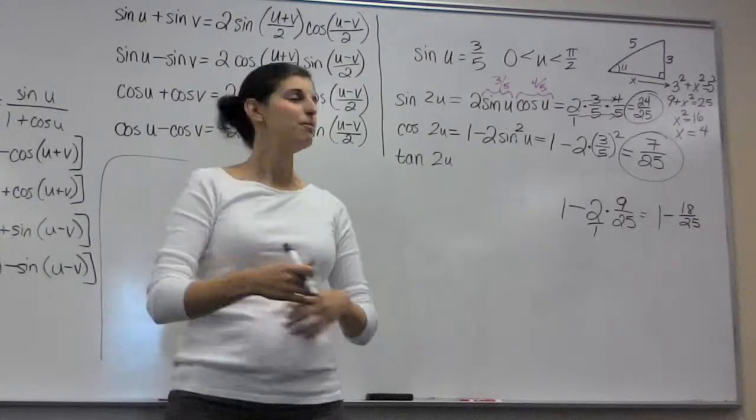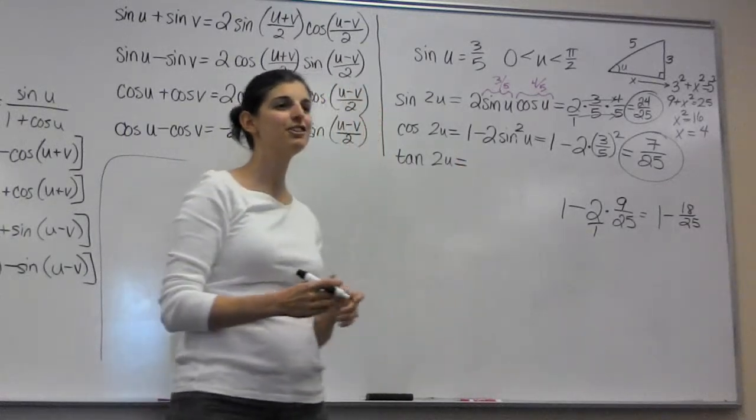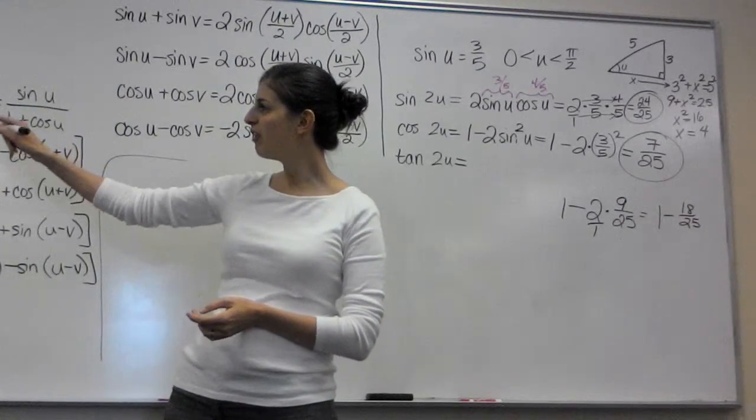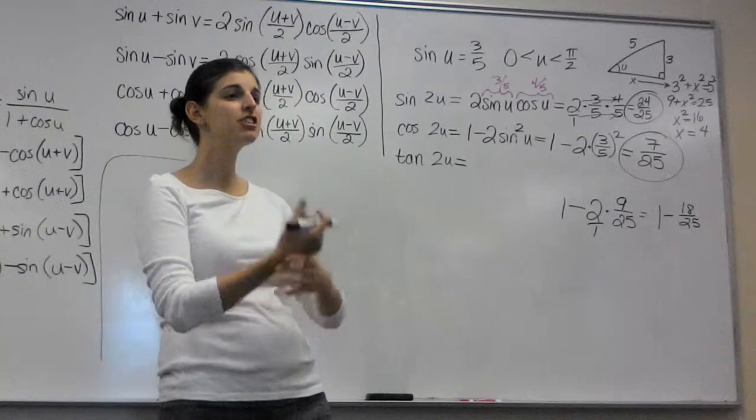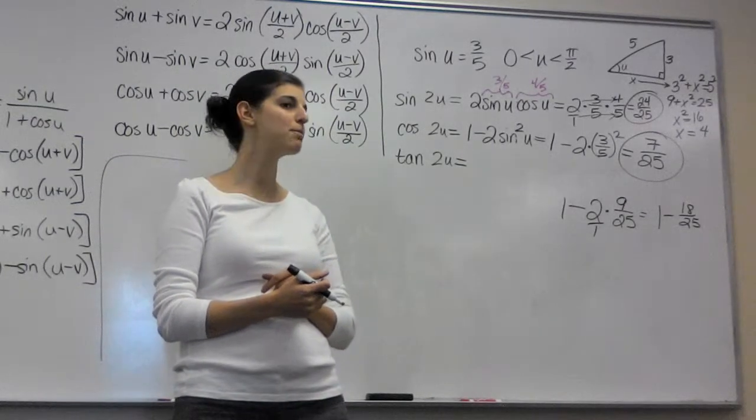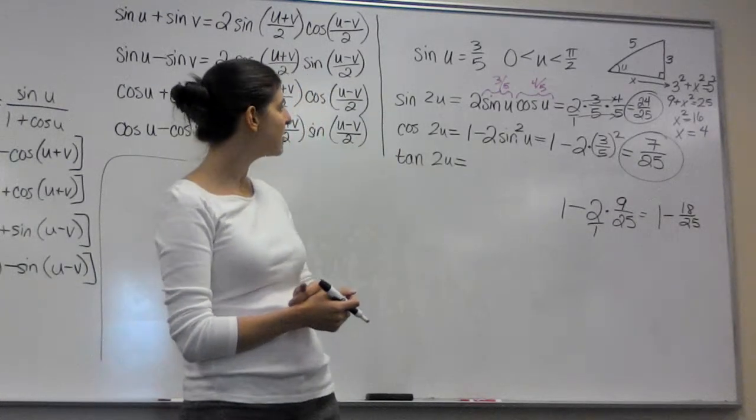So pure math. Here we go. Tangent of 2u is equal to 2 tangent of u over 1 minus tangent squared u. So now the fun begins. I don't have any other options. I have to involve tangent of u. Do I have tangent of u?